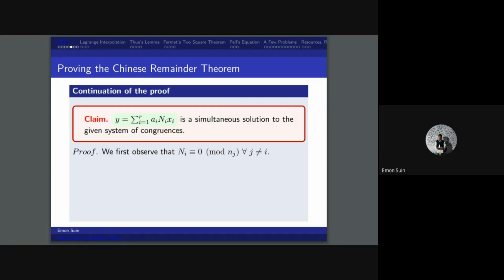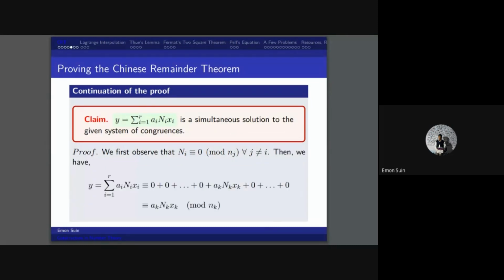We first observe, not really prove, that capital Ni will be congruent to 0 mod nj for all j not equal to i. Why? Because in capital Ni, we have all the nj's except the small ni. That means every nj is present except this i. So every small nj will divide capital Ni, where j is not equal to i. So that is clear, I guess.